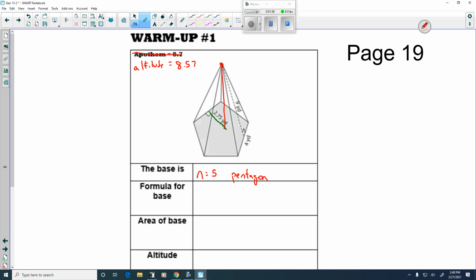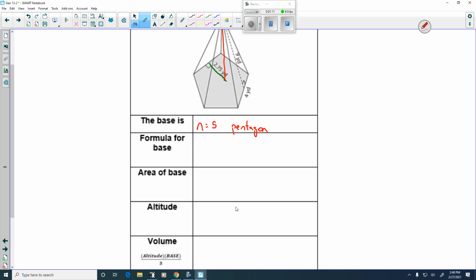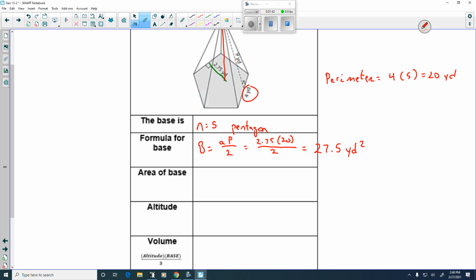The formula for the area of a pentagon, and if you want to pause the video as a reminder, of course, pause it and work these on your own and see if you can do it correctly. It is a warm-up. The area of the base is the apothem times the perimeter divided by 2. So I need to take a moment and find the perimeter. Well, it says here that each side is 4, and there are 5 sides, so the perimeter is going to be 20 yards. So the apothem is 2.75 times 20 divided by 2. And that works out to be 27.5 square yards.